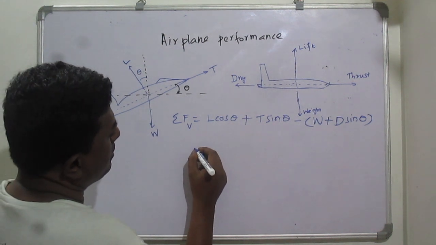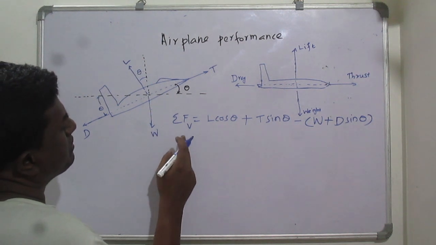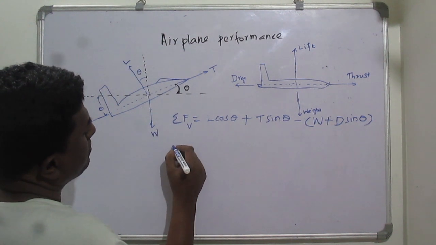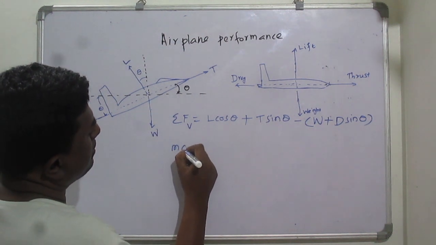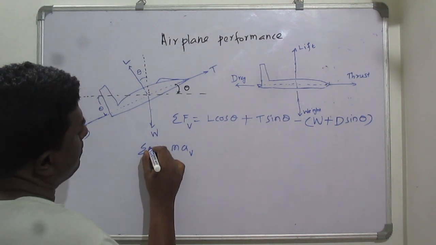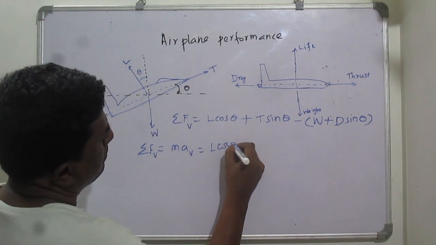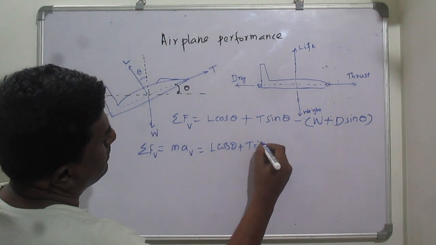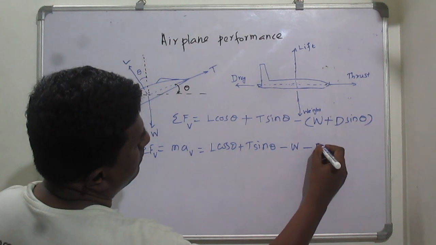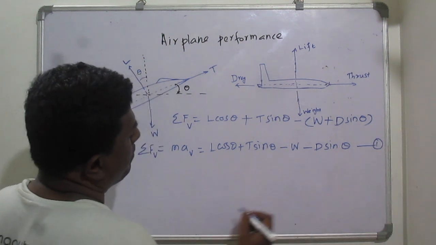We can say this summation of vertical forces is equal to mass into acceleration, mass into vertical acceleration. So this is what the summation of vertical forces is. Equal to this, we can now write L cos theta plus T sin theta minus W minus D sin theta. Let us take this as equation number 1.